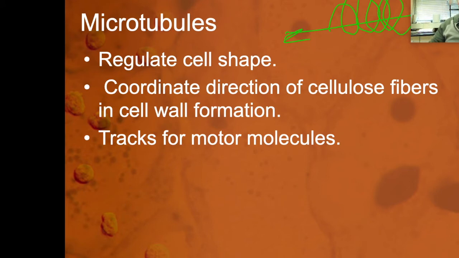Okay, these are tracks, like I said, railroad tracks, okay? And they help what are called motor molecules move things around in the cell, okay? So if you want to move something from one part of the cell to another, one of the ways that can happen is on these motor tracks. I'm going to turn my light back. Oh, it's not that bad.